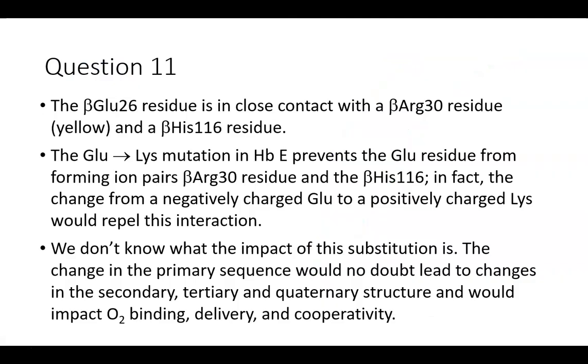One last thing to address in this question is that we do have that beta 26 that's in close contact with the beta Arg and the His. You put a lysine there, and that is going to break that interaction. In fact, it's going to repel it. What happens after that, we don't know. But structure determines function, and that changes the primary sequence. If we change the IMFs, the secondary, tertiary, and quaternary structure would impact oxygen binding, delivery, and cooperativity. We saw the cooperativity was decreased. But she somehow seems to be rescued from that by having more hemoglobin F and BPG.